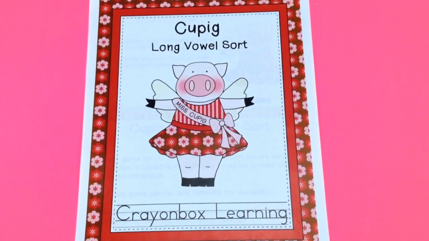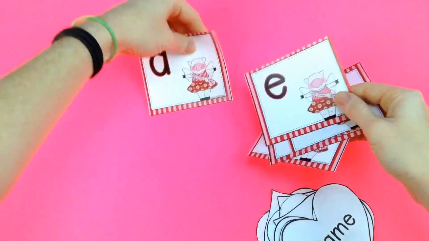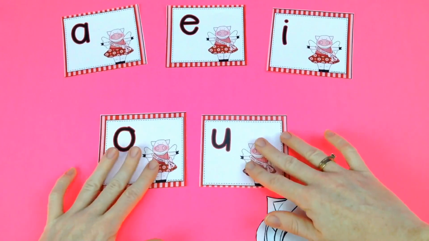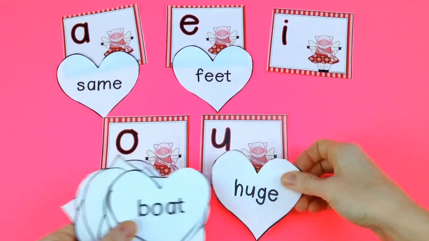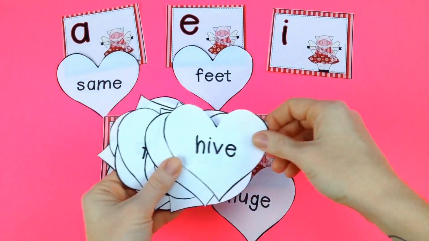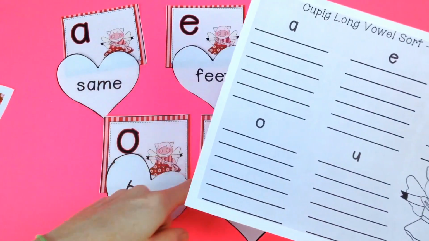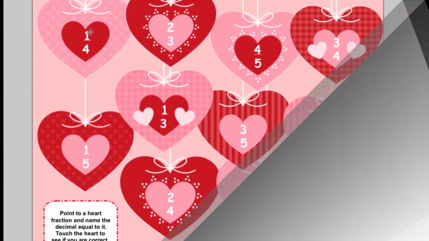And Cupig is here to brighten your Valentine's dinners thanks to Danielle Westvang of Crayonbox Learning. She provides these Valentine headers and hearts that contain long vowel sound words. So students go through the hearts and they sort them according to the correct long vowel that they have, and then they also copy those words onto the Cupig recording sheet.